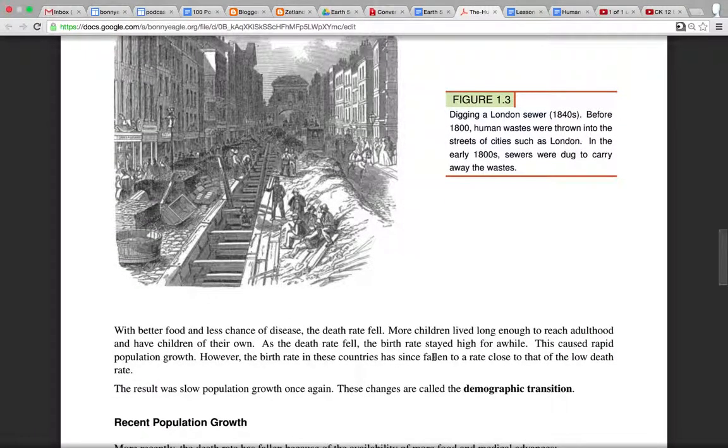With better food and less chance of disease, the death rate fell. More children lived long enough to reach adulthood and have children of their own. As the death rate fell, the birth rate stayed high for a while. This caused rapid population growth. However, the birth rate in these countries has since fallen to a rate close to that of the low death rate. The result was slow population growth once again. These changes are called the demographic transition.